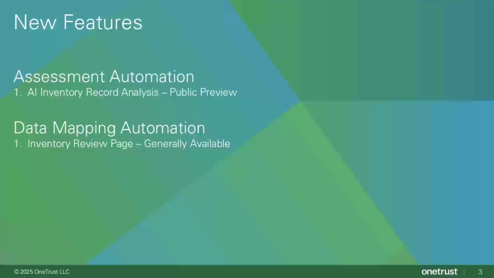Additional features related to privacy automation are covered in the feature overview video for data and AI governance. The first feature, AI inventory record analysis, is releasing as public preview and available to customers on the new solution packaging only. The second, inventory review page, is releasing as general availability.